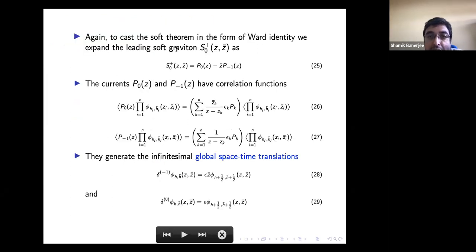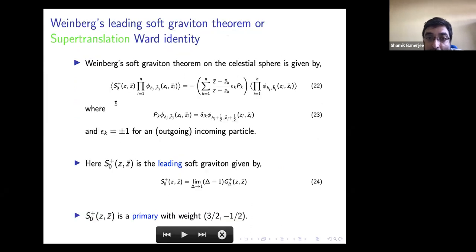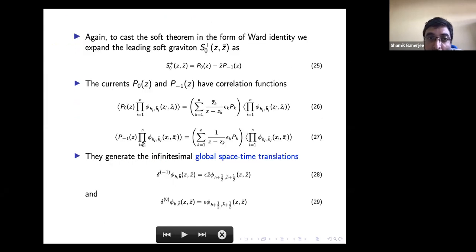So now what we do is that we expand this S1 plus 0 ZZ bar in this power series, and once we expand this equation 25 in this leading soft graviton theorem, what we get is equations 26 and 27, which give me the correlation function of this P0Z with a bunch of phi's, and this P minus 1Z with another bunch of phi's, and they have the standard form of Ward identity in two-dimensional conformal field theory.